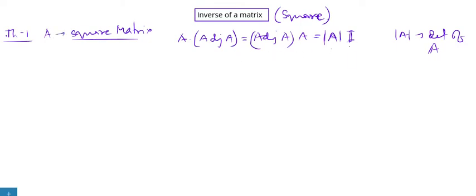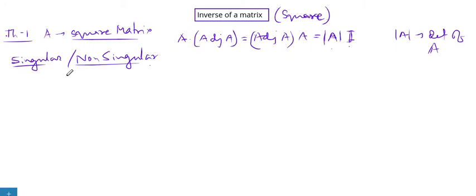Now the second theorem. Before the second theorem, we should learn about the terms singular and non-singular. What is singular? The opposite would be non-singular.